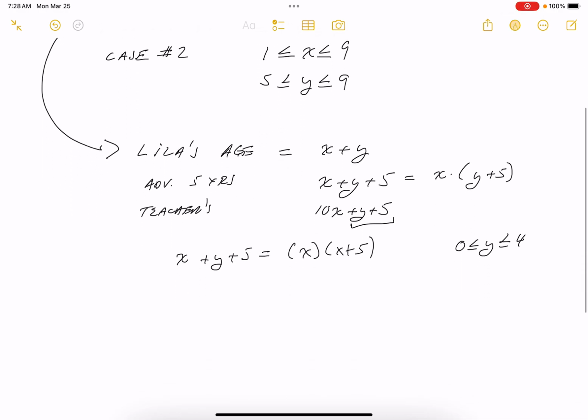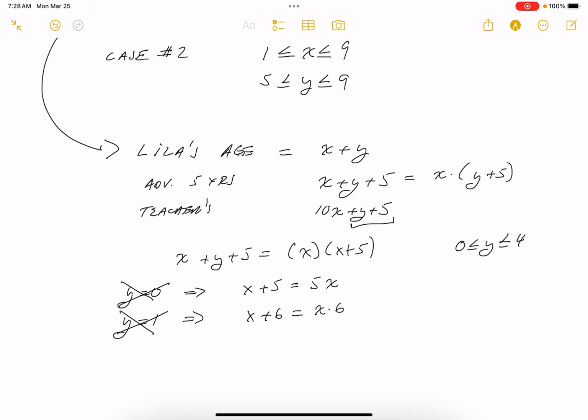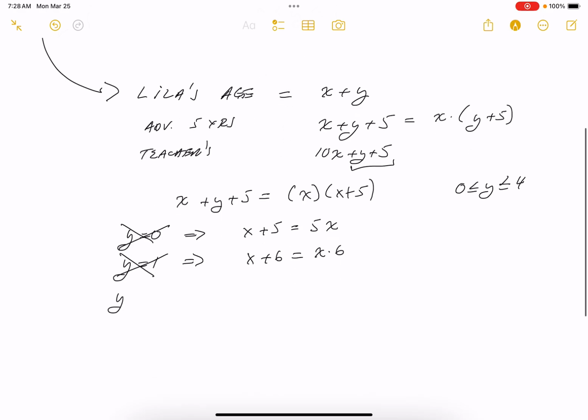So let me put down y is 0. What would that give me? x plus 5 equals 5x. Well, this x has no integer solutions. This is out of the question. Let's put y equals 1 down. What do you get there? x plus 6 equals x times 6. Again, this has no integer solutions, so that's got to be thrown out. Let's do the next one. y equals 2. What do you get there? x plus 7 equals x times 7. That has no integer solutions. That's out of the question.